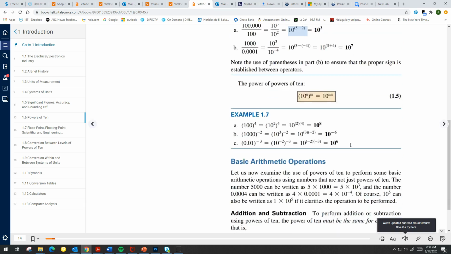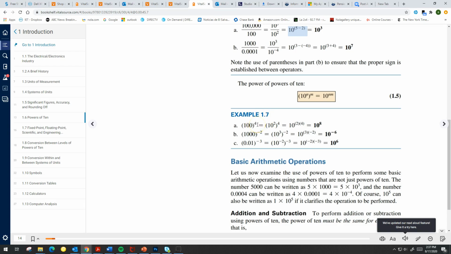Okay, the next rule says, if the power of powers of 10. So if you have a number 10 to the n, and I raise that whole number to a power m, then the result is the multiplication of the exponents. Here you multiply the exponents, see? When you raise something to a power, you multiply the exponents. And it's very simple again.